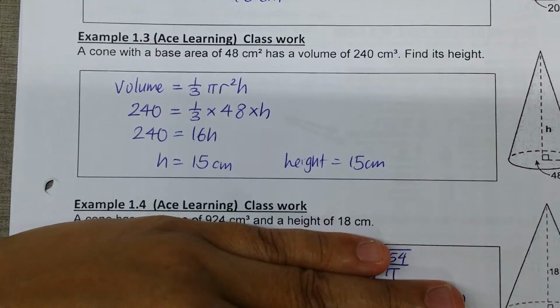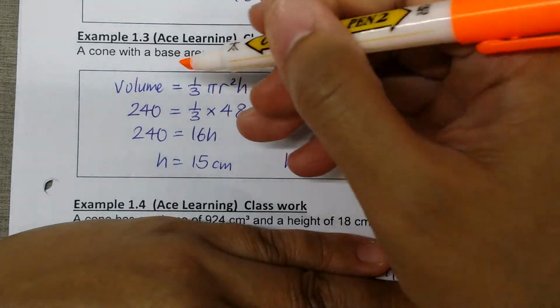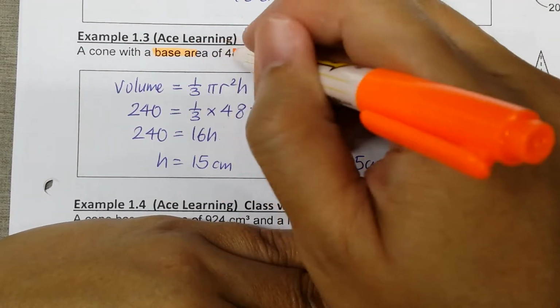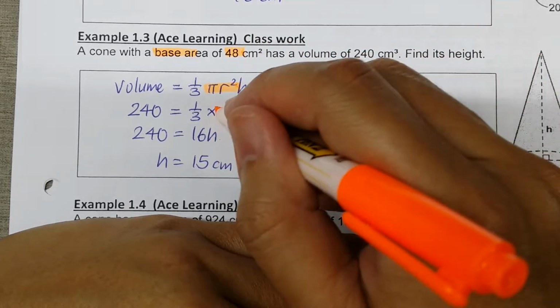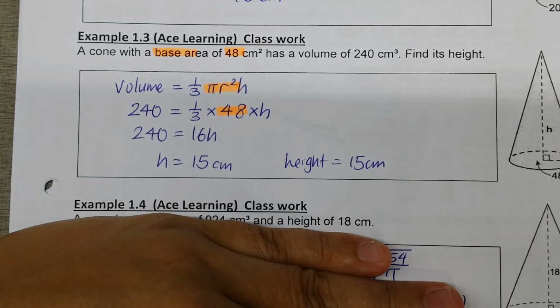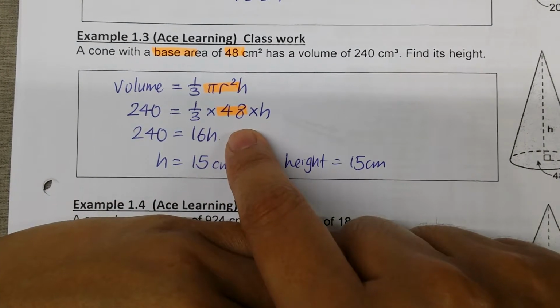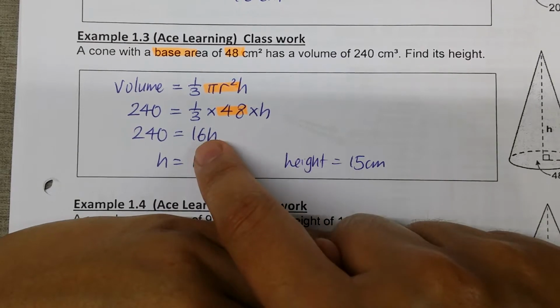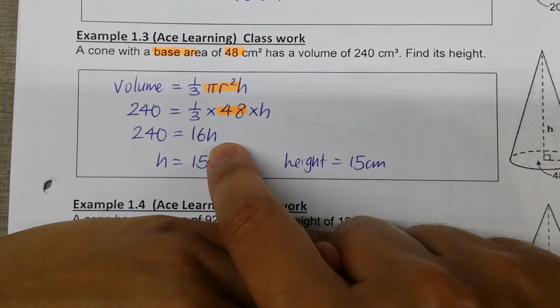48 I sub in as the base area. Base area of 48. So pi r square is 48. Actually, I should not write pi r square. I should write base area here. It makes more sense to you, right? So I replace pi r square with 48. 1/3 times 48 is 16, so 16h.